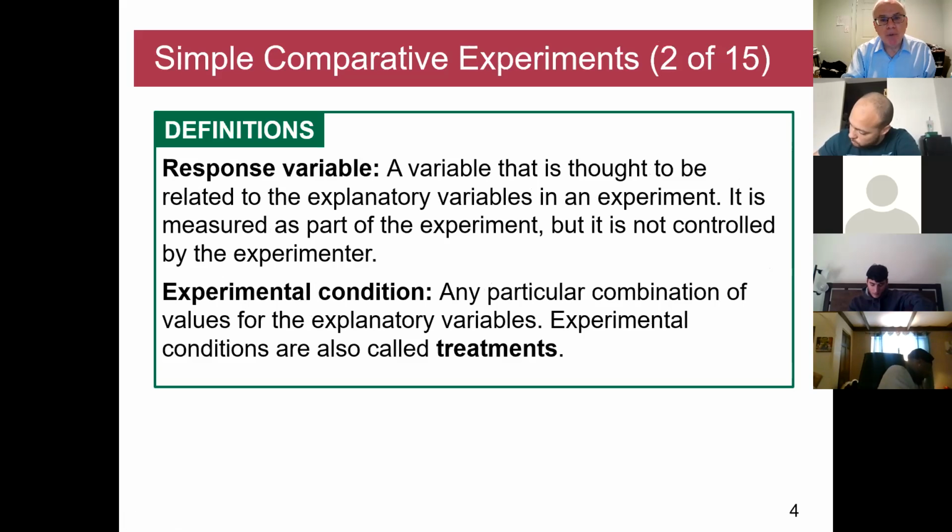A response variable is a variable that's thought to be related to the explanatory variable in an experiment. It's measured as part of the experiment, but it's not controlled. Makes sense, right? You don't want to control the response variable, because then you're manipulating your results. So you're making a change to the explanatory variable and then seeing what changes, if any, are made to the response variable.